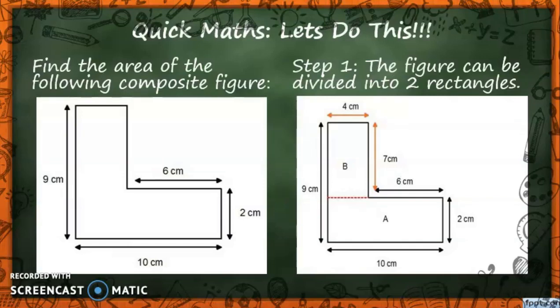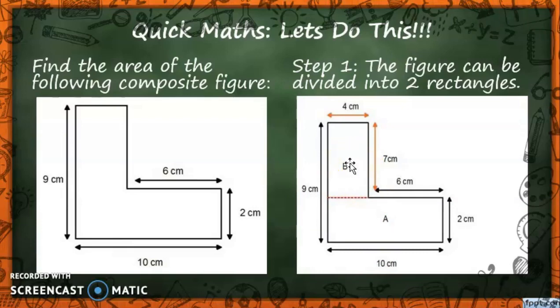Quick maths. Let's do this. Find the area of the following composite figure. Here we are given an L-shaped figure and we are given dimensions. Step 1: the figure can be divided into two rectangles. It's up to you how you like to divide your shape, but we divide it this way instead of this way. Dividing it this way, we get two rectangles, and we label one rectangle A and the other B.